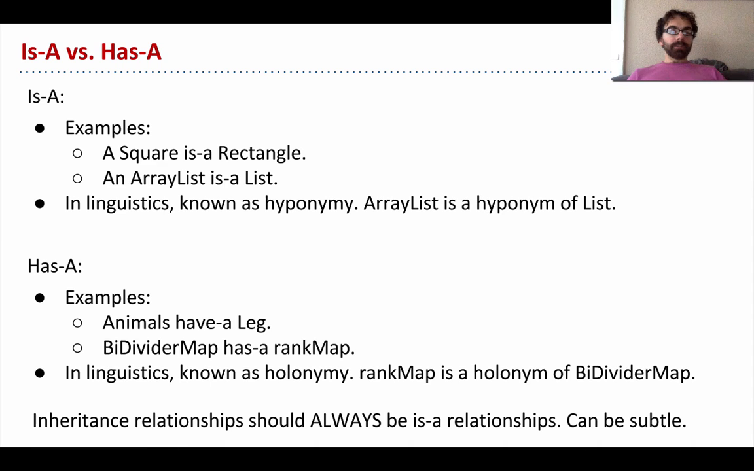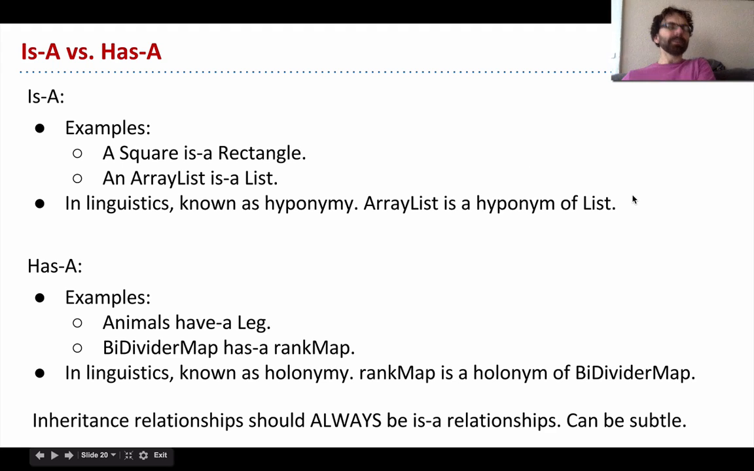So let me draw an important distinction here. Let's critique these approaches by discussing the notions of is-a versus has-a. So we've already talked about hyponym relationships in English, right? Or the is-a concept. A square is a rectangle, or an array list is a list. And so in linguistics, you might call this hyponymy. I'm not sure actually what the expert pronunciation is, but hey, whatever. Not a linguistics expert, so that's my secret shame. So array list, for example, is a hyponym of list.